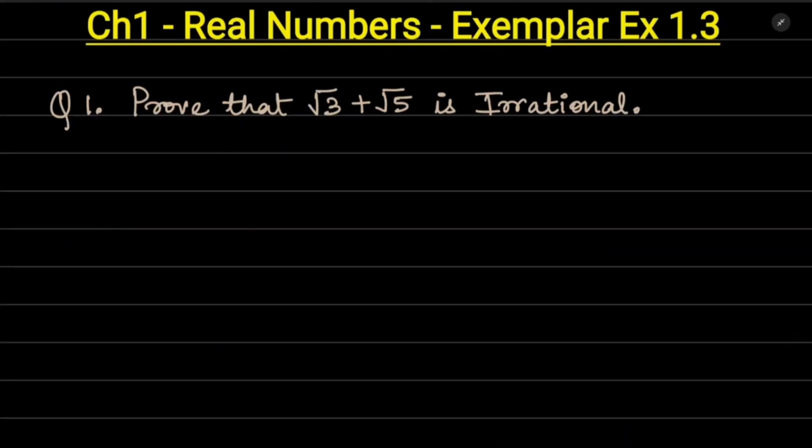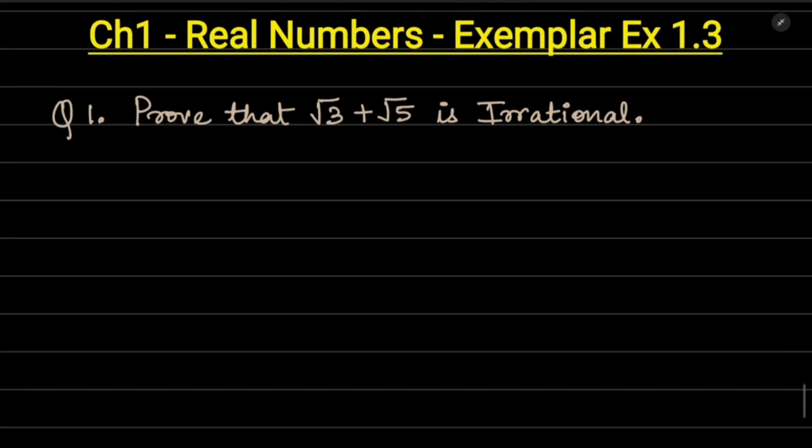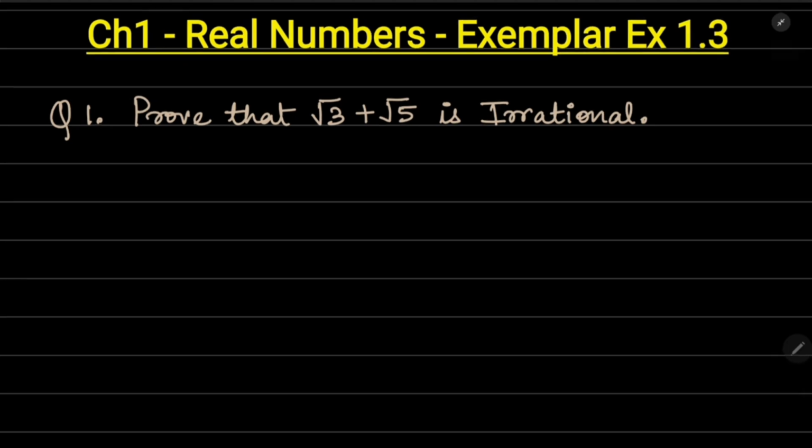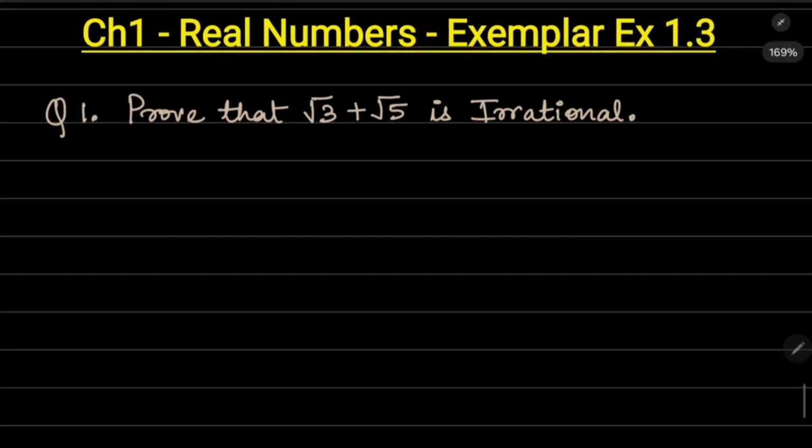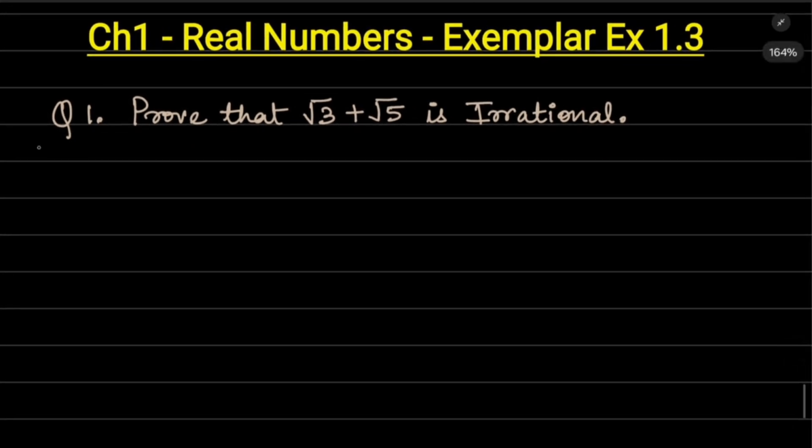Exercise 1.3 of NCERT Exemplar book. The very first question is, prove that root 3 plus root 5 is irrational. Whenever you have to prove irrationality, the method that we use is called the contradiction method. So the very first thing that we would write is, let's assume that root 3 plus root 5 is rational.